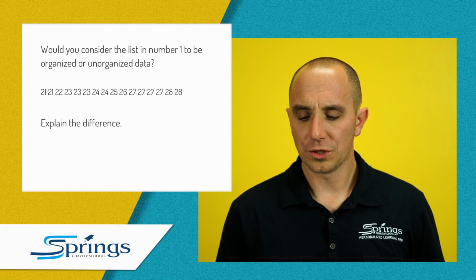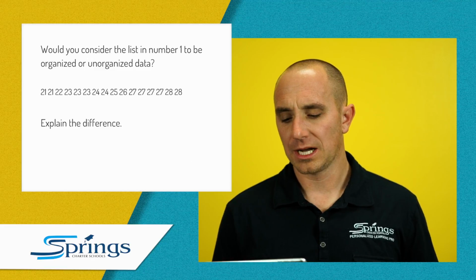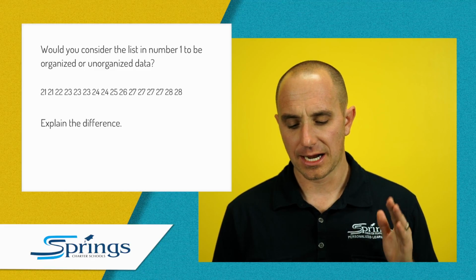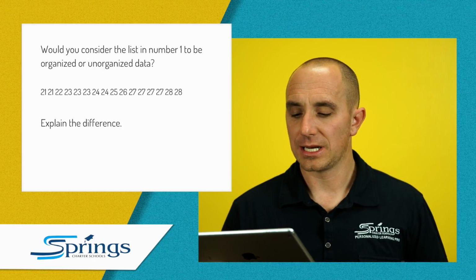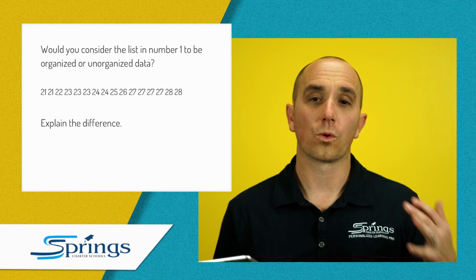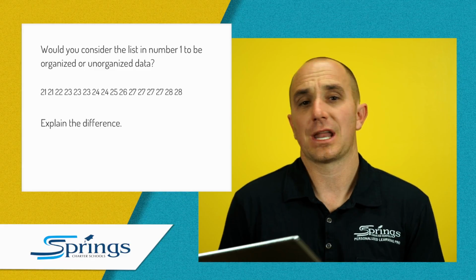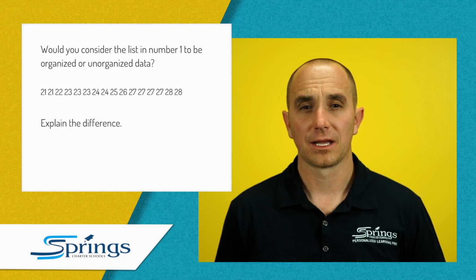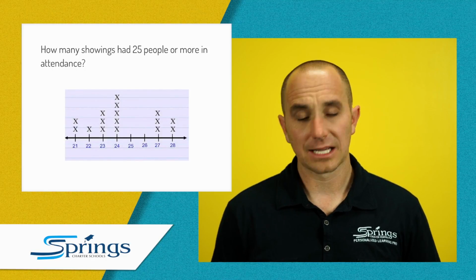Would you consider the list in number 1 to be organized or unorganized data? You can see here I have 21 up to 28. It's in numerical order, so it is organized. And if we're explaining the difference, remember, organized data is written numerically and unorganized data is not written numerically. It's mixed up. The numbers are scattered throughout the number line. Okay, so now let's answer some different questions.